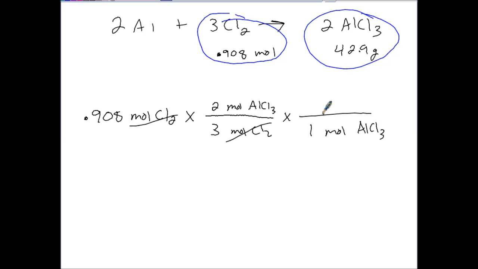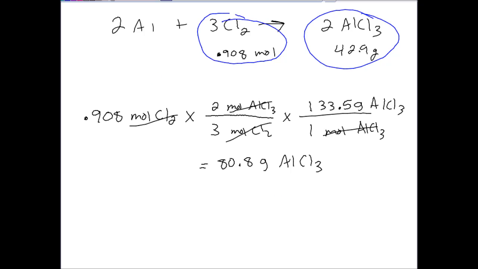And what is the molar mass of this? It's 133.5 grams per mole of AlCl3, and moles cancel out. I'm going to take 0.908 times 2 divided by 3 times 133.5, and I get about 80.8 grams of aluminum chloride. So there's our theoretical yield using our limiting reactant.